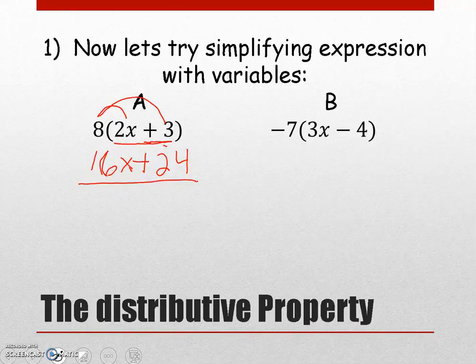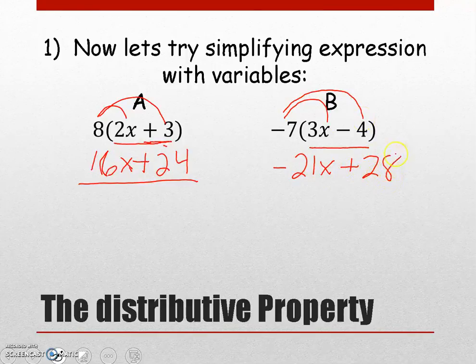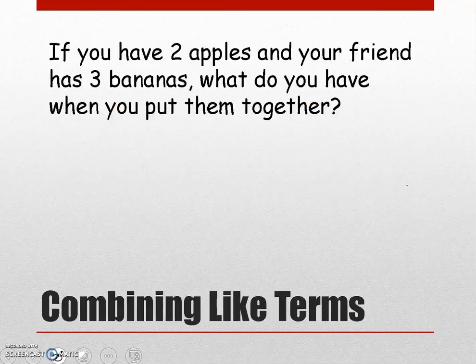Same thing in this example here. I can't combine 3x minus 4 because those are different. Those are not like terms, but I can do this. I can take negative 7 times 3x, which is negative 21x. And then I could take negative 7 times negative 4, which is positive 28. And so if I use the distributive property, both of those expressions can be simplified with the help of the distributive property. Let's talk about adding like terms.